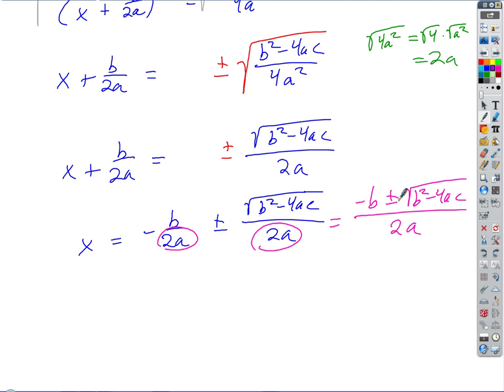Okay, so there's a part of this that's kind of important. Let's think for a second about what quadratic equations look like. What does the graph of a quadratic equation always look like? It's going to be a parabola, right? Either opening up or opening down.